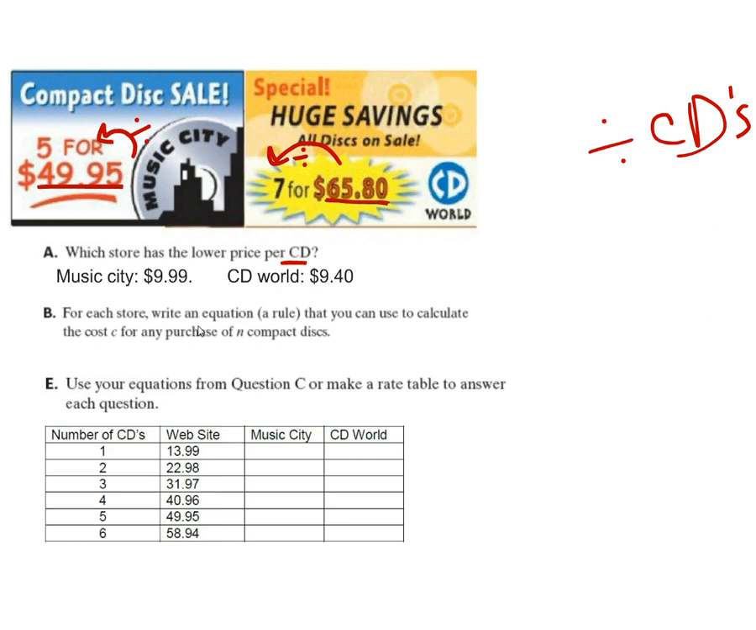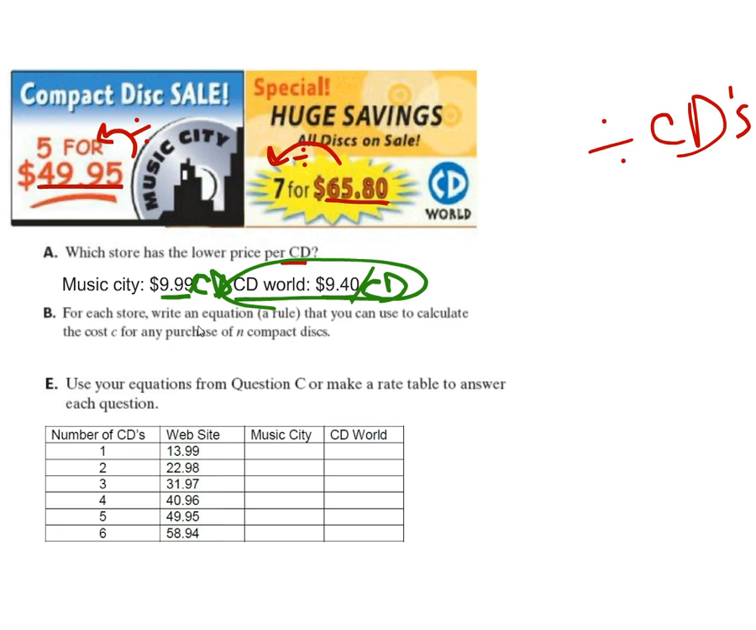So after we calculate that, for Music City, $49.95 divided by 5 gave me $9.99. And then for CD World, we had 9.4, which as a dollar amount is $9.40. And we're going to put per CD. Please put the per CD. You can put that little slash mark to say per CD. By the way, this was the correct answer. Which store has the lowest price per CD?